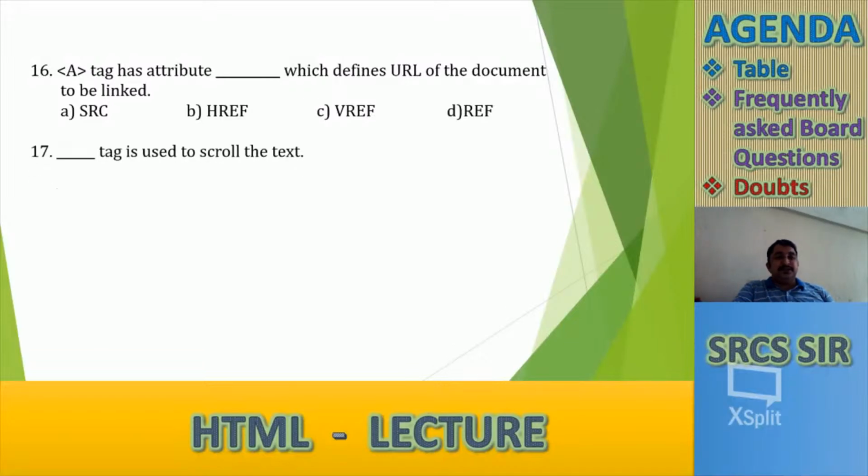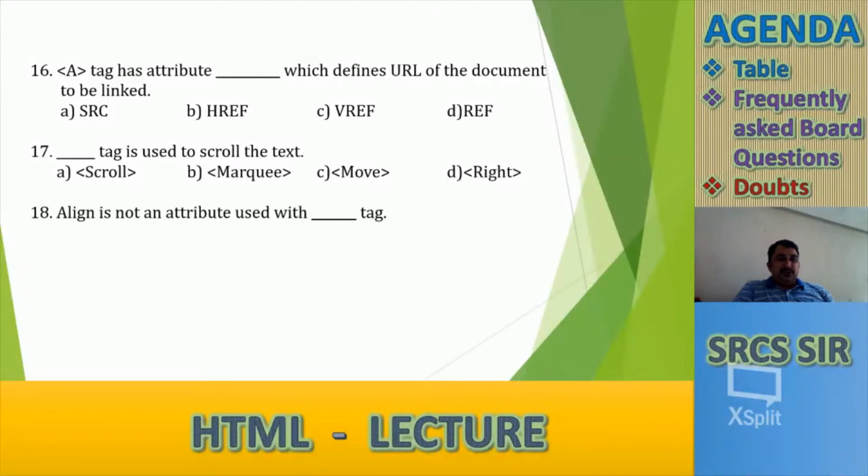Dash tag is used to scroll the text. Marquee, very good. I appreciate you people that without giving options, you are giving the right answers. Align is not an attribute used in dash tag.